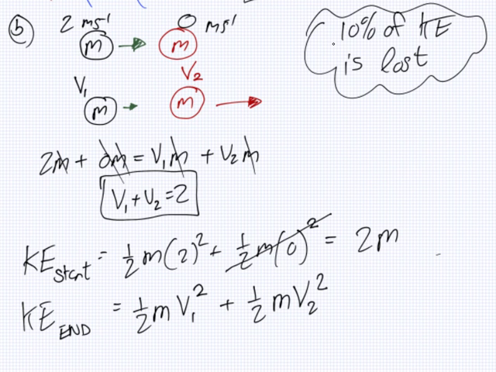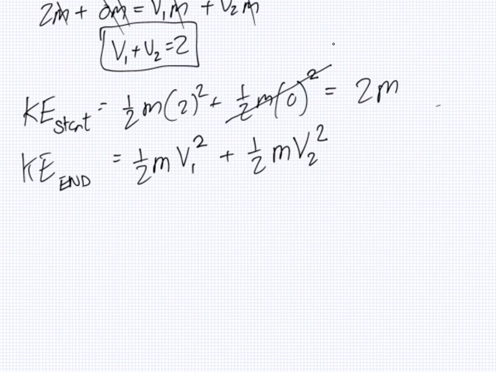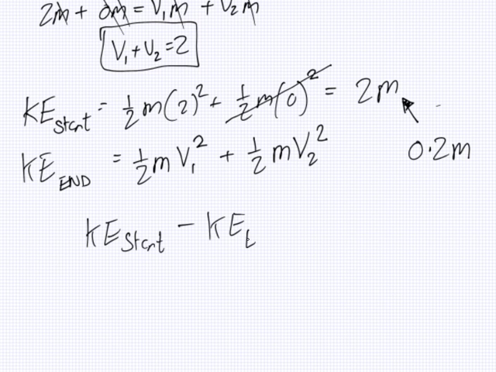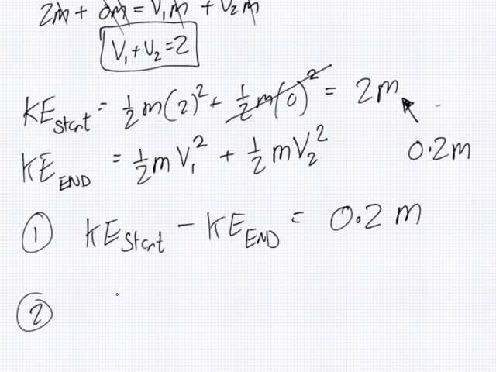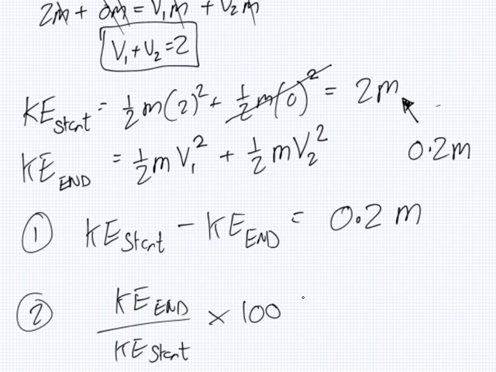Let me write down what I was thinking. 10% is lost. So what you were saying, Adnan, is that you got 10% of this number, which would be 0.2m. And then KE start minus KE at the end should equal 10%, because that's how much was lost, 0.2m. If you wrote that, good. There are many ways you can write it though. Another way, maybe you said KE end over KE start multiplied by 100 equals 90. Why 90? Because 10% was lost, so 90% remains.